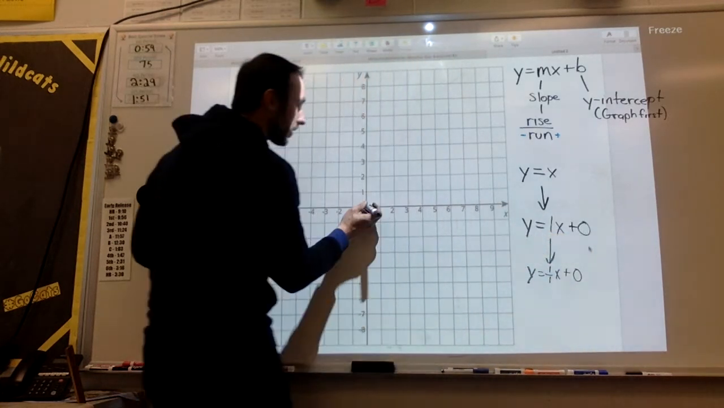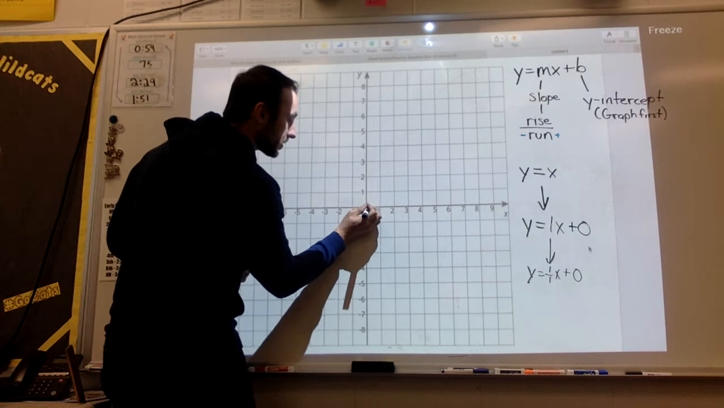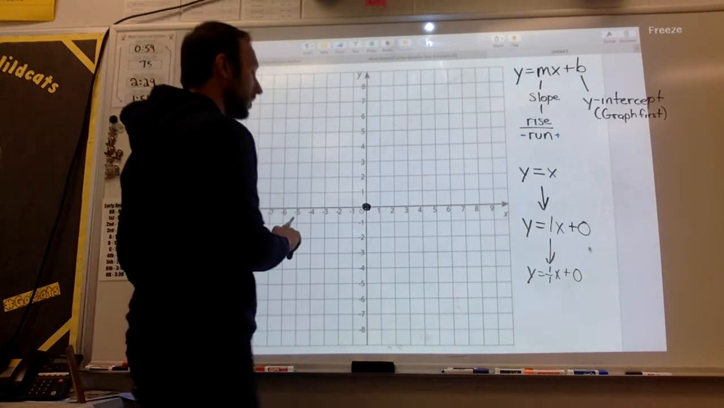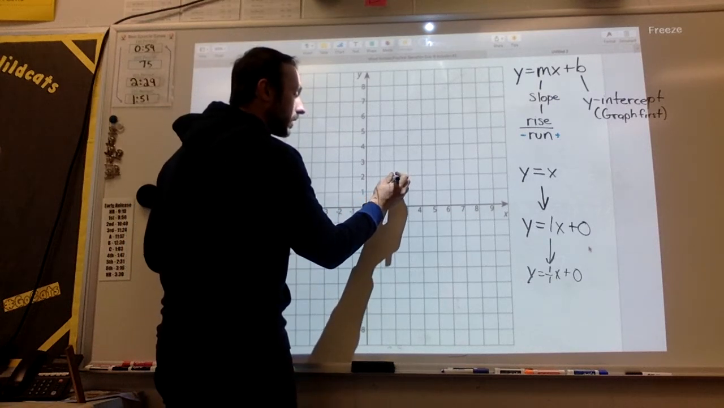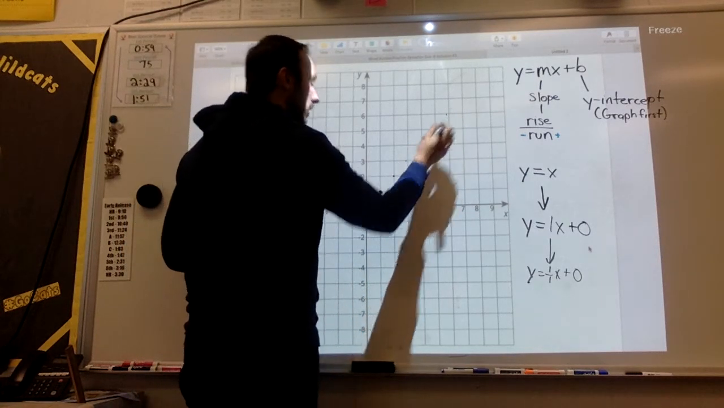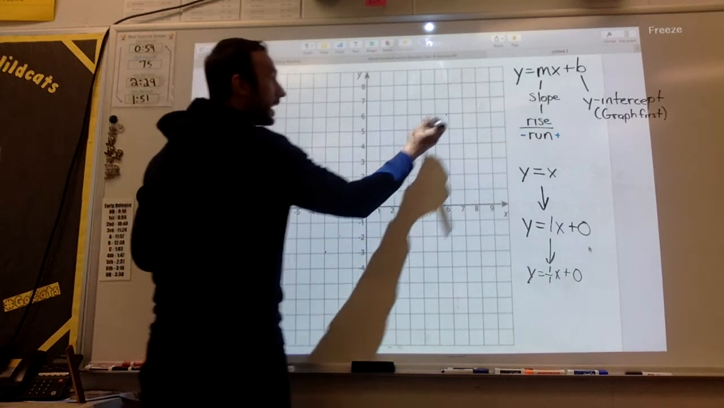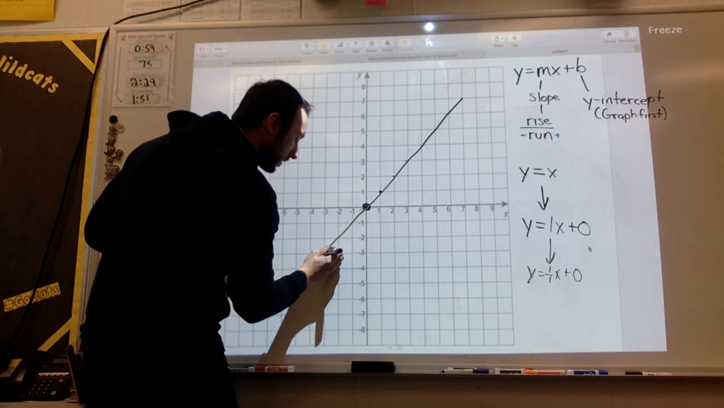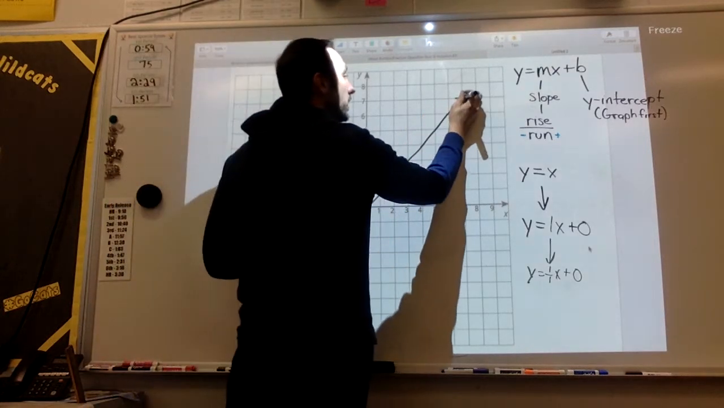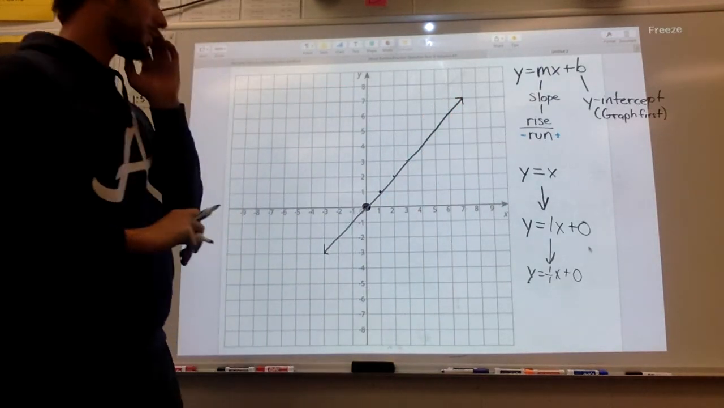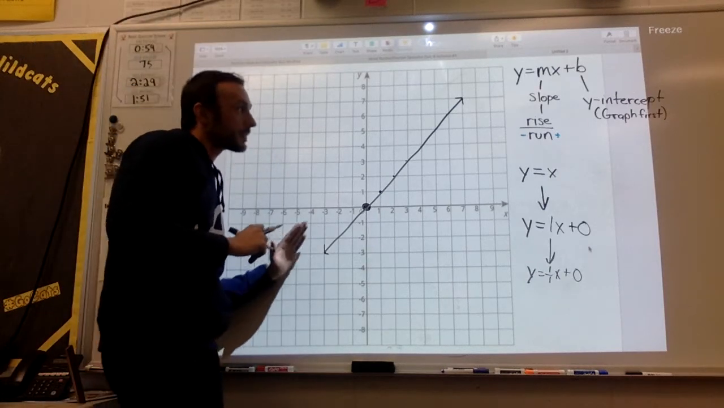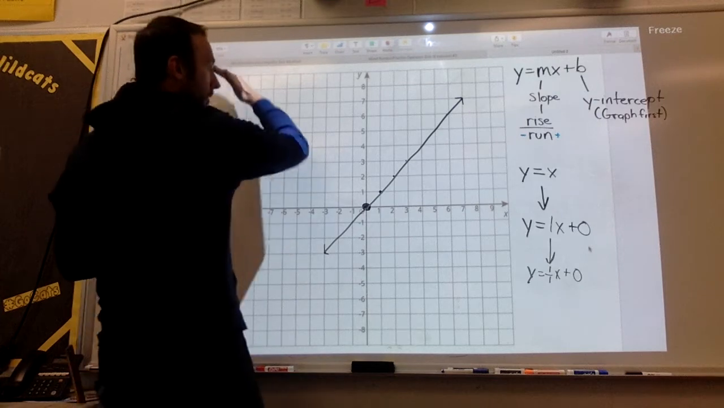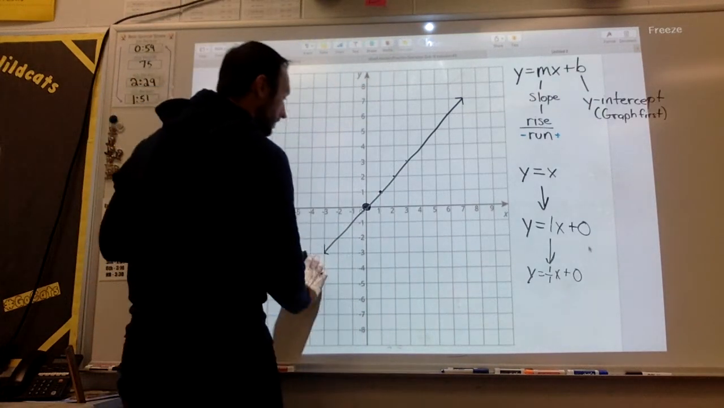So if there's no b, we know it crosses through our x and y intercept, our origin. And then our slope is 1, so we're just going to go up 1 over 1, or down 1 over 1, and connect right through all those points. So there is the graph of y equals x. It cuts the graph straight in half diagonally. If it's y equals negative x, it'd be going straight this way.